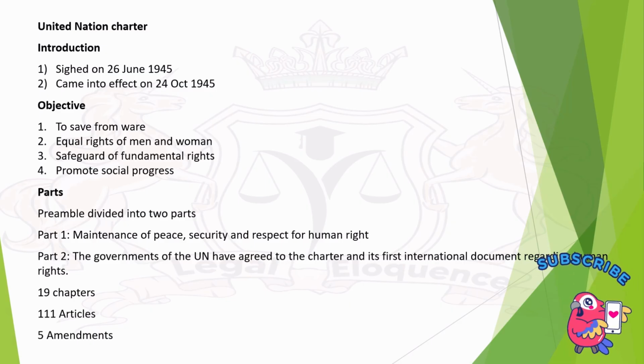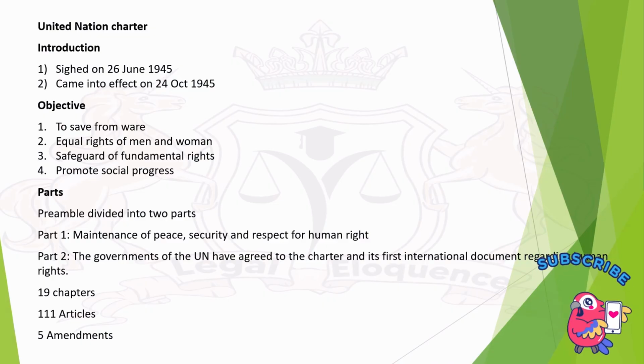United Nations Charter. It was signed on 26 June 1945. Check the spelling of sign. It came into effect on 24 October 1945. Its objective is to save from war, not where. It's save from war, meaning Yudh. Equal rights of men and women. Safeguard of fundamental rights. Promote social progress.